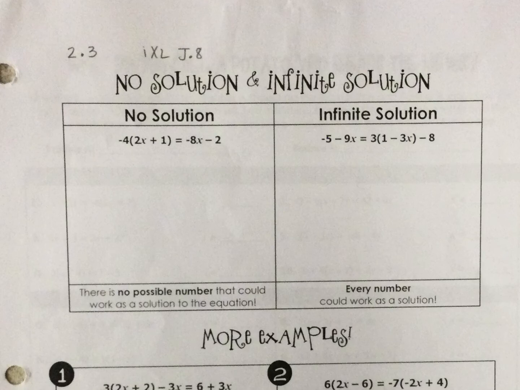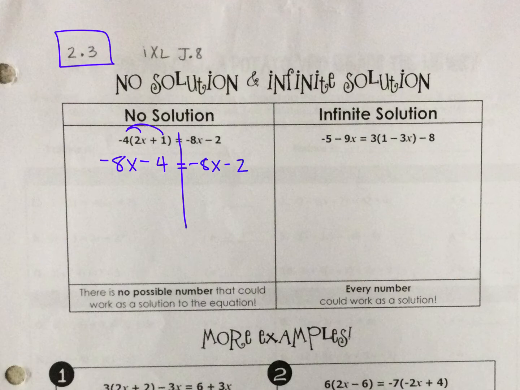Right, we are doing the same thing we've been doing. This is 2.3 notes. So we're going to solve this equation right here. The first thing we do is distribute. Negative 8x minus 4 equals negative 8x minus 2.